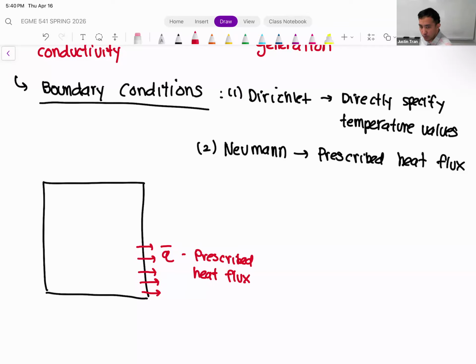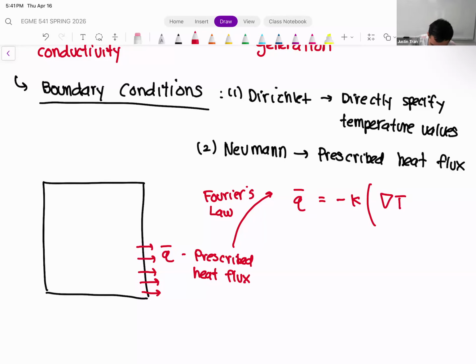In order to apply this boundary condition, we need a mathematical expression to relate the heat flux back to our temperature, because our boundary condition should be constraining our temperature field to some extent. The equation that we're going to use to do that is an equation of heat transfer called Fourier's law. Fourier's law says that Q bar is equal to minus K multiplied by the gradient of the temperature field dot product with the normal vector.